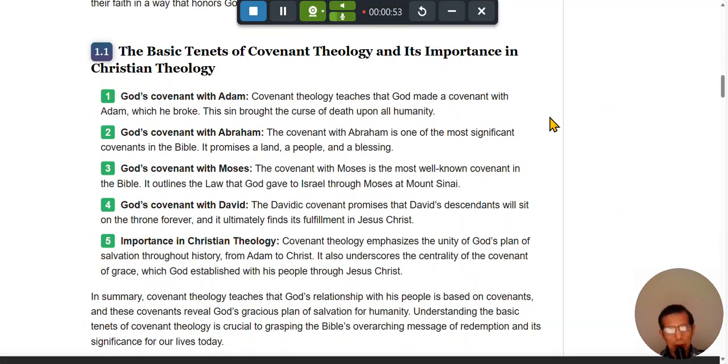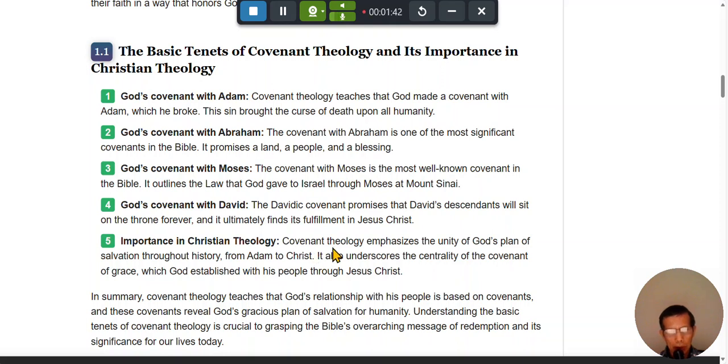The next link is about covenant. When you study Christian theology, you also come across covenant theology. From the Old Testament to the New Testament, there is a covenant. The basic covenants are the Old Testament covenant and the New Testament covenant. But basically here it talks about God's covenant with Adam, then with Abraham, with Moses, with David, and finally the Christian covenant, which is important in Christian theology.